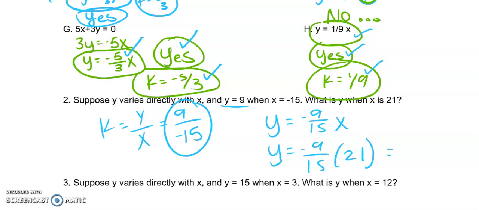This would not be your final function rule. This is fine for calculation. But if it asked you to write a function rule, you of course would want to use a reduced fraction. And get that. That's my answer.